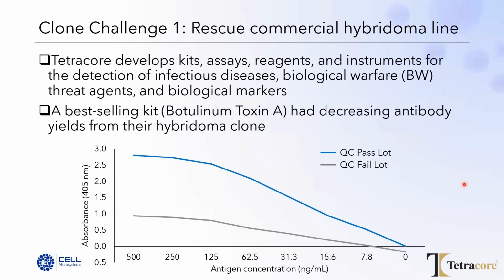Primarily for first responders in the field, their kits can be used for early detection and keeping those first responders safe. They reached out to us because one of their best-selling kits, botulinum toxin A, had been showing increasingly poor antibody yield from their hybridoma clone. You can see here in this graph at the bottom of the slide, in blue represents the antibody titer from one of their QC passing lots of antibody, and in gray you see the failed lots that had failed to qualify for use in their production kit. So Tetracore reached out to us to see if we would be able to help them recover the antibody producing cells from their drifted hybridoma line.